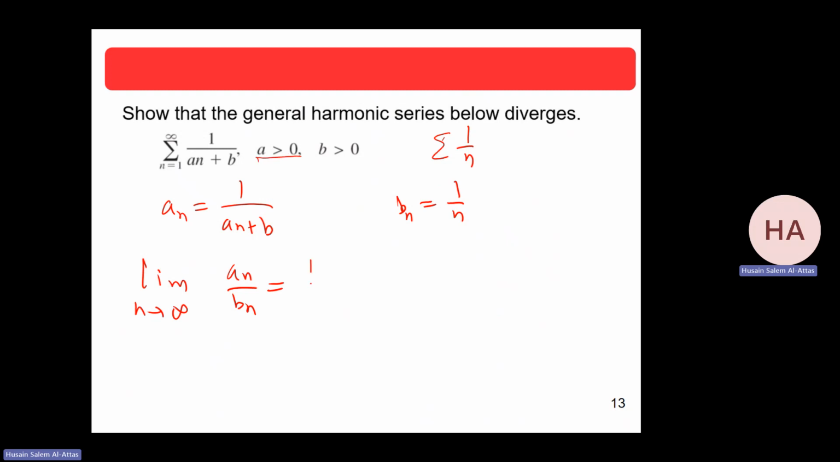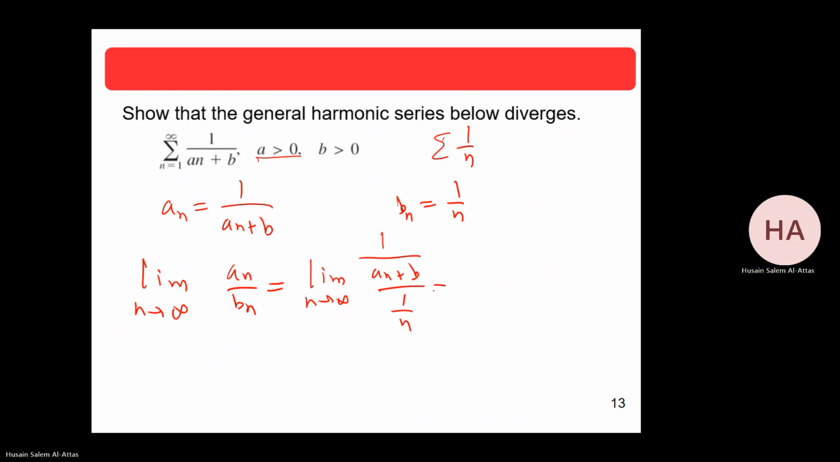I will compare it to 1 over n. That will be my new series. So I have a_n is 1 over an plus b, and I have b_n is 1 over n. Then I find the limit as n goes to infinity of a_n over b_n. By the way, a and b are just values. That will be the limit as n goes to infinity of 1 over an plus b over 1 over n.